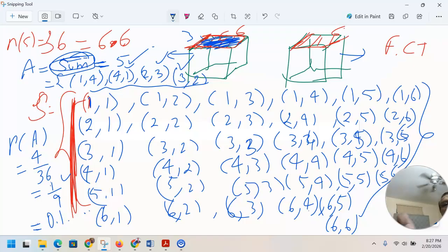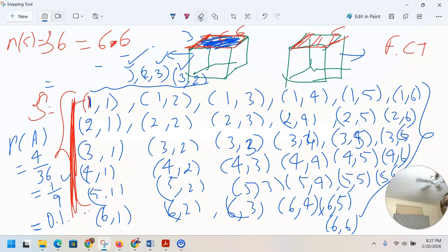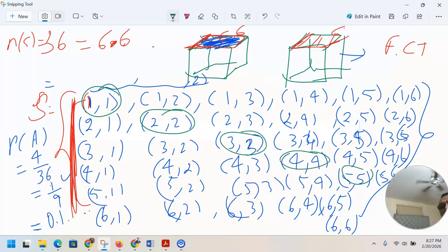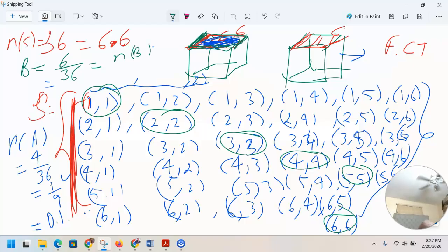Or they could ask, instead of the sum, that both the first and the second die show up the same number. Then you'll see it could be 1 1, 2 2, 3 3, 4 4, 5 5, and 6 6. So if B is the event that both faces show the same number, then it is 6 out of 36. So easy. Symbolically, we write n of B divided by n of S. Like that, we can create a lot of questions.